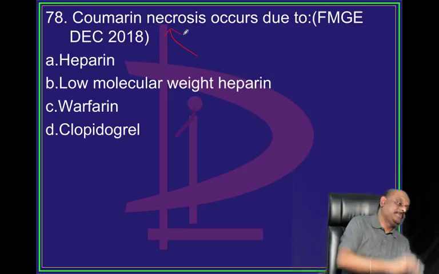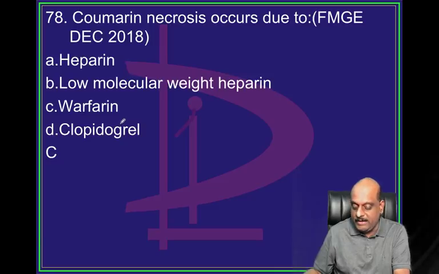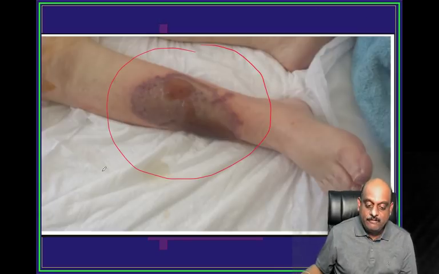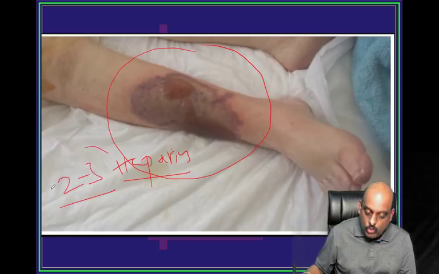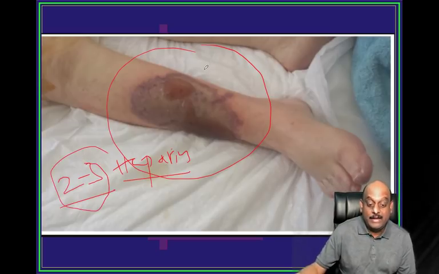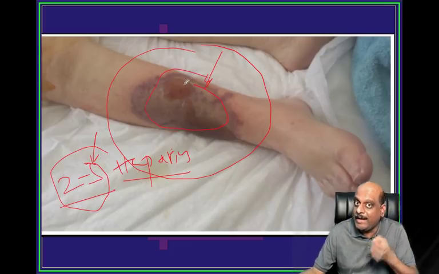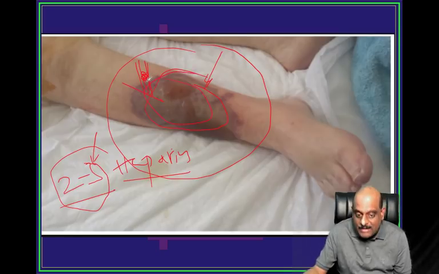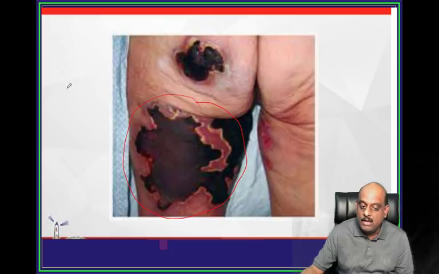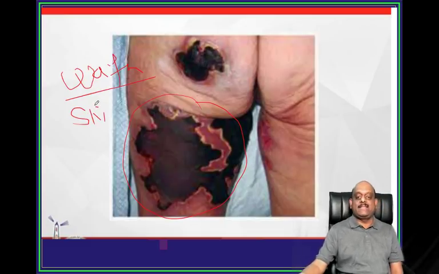Coumarin necrosis is due to, beautiful question, warfarin. If you give warfarin, doctor, in the first 2 to 3 days of warfarin therapy you have to give heparin. If you don't combine heparin and only give warfarin, patients will develop clots. Actually, warfarin is an anticoagulant, but they develop a procoagulant tendency. They develop small clots in the vessels supplying the skin that lead to skin necrosis. This is typically called warfarin-associated skin necrosis because of thrombotic tendency.